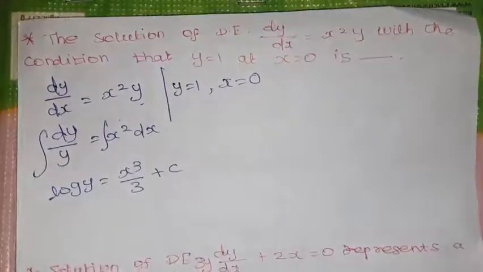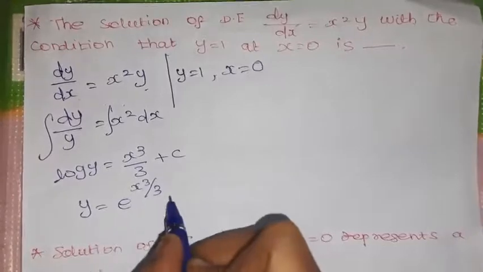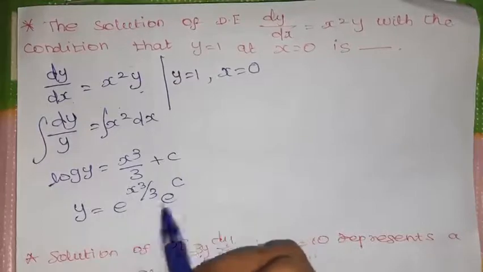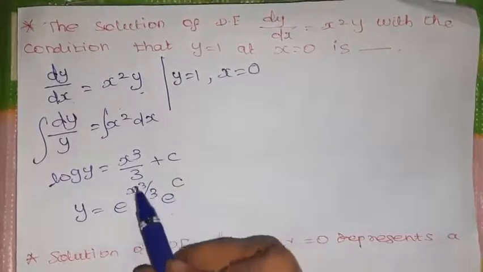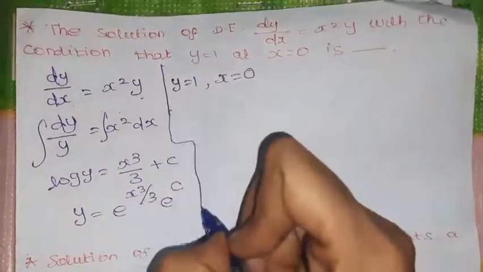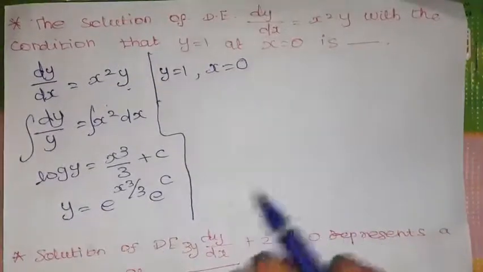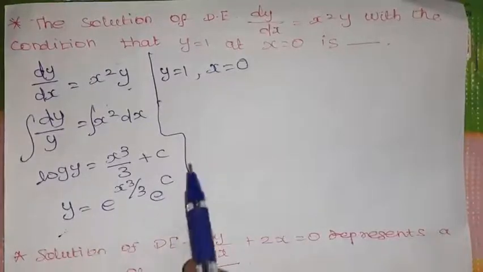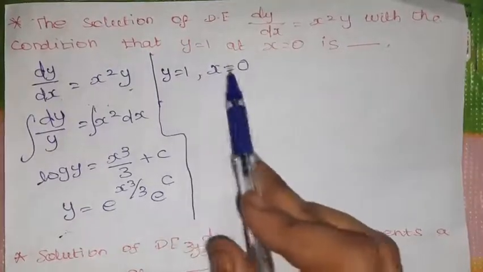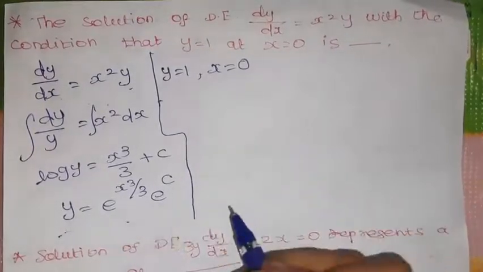Then what we need to do? Find out the y. Y equals e power x cube by 3 into e power c, right? E power x cube by 3 plus c. When it is a power of addition, we can split it up into a multiplication. E power c, e power x cube by 3. Now we find out the general solution. Now we need to substitute this condition and find out the constant c, then substitute that value in this solution. This is the procedure.